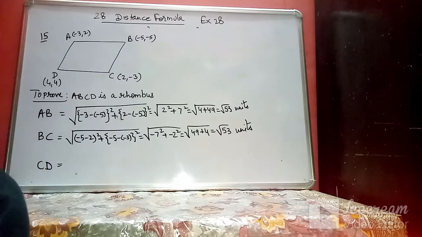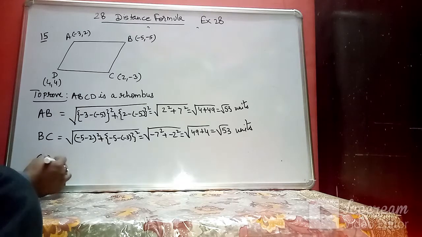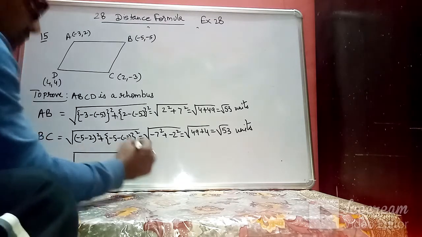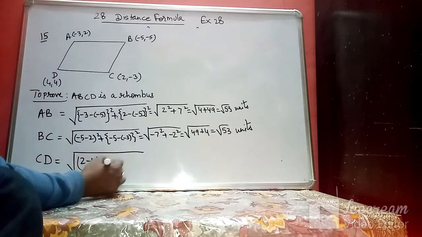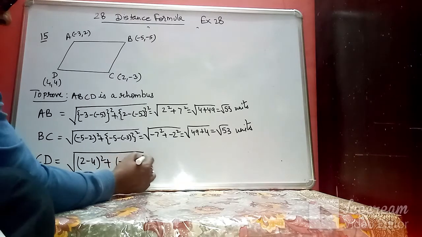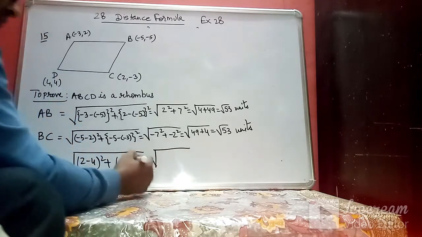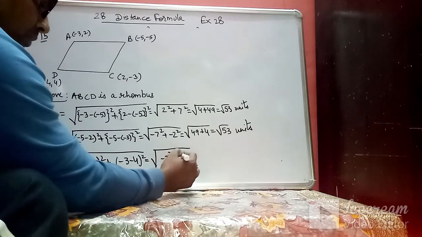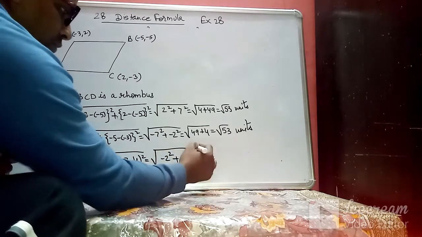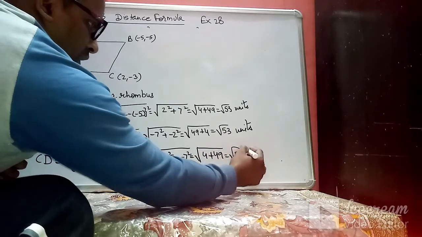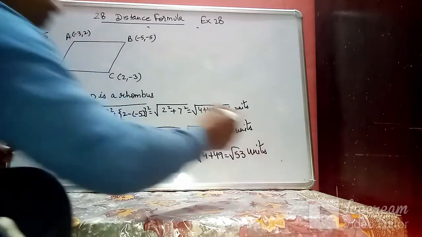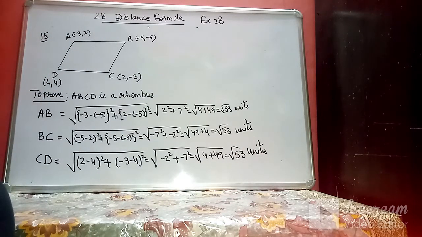Then similarly we will calculate the value of CD. So what will be CD? CD will be 2 minus 4 square plus minus 3 minus 4 square, that is minus 2 square plus minus 7 square. So again it is 4 plus 49, that is root 53 units. So we got three sides as equal to each other.